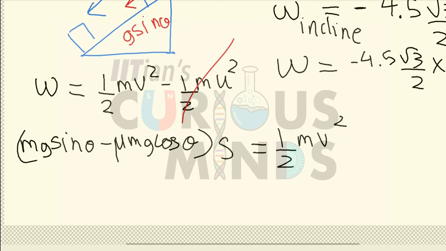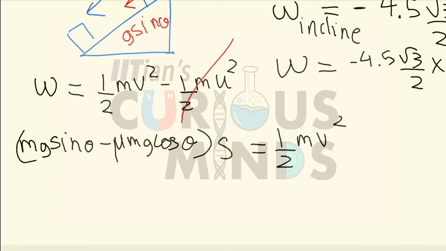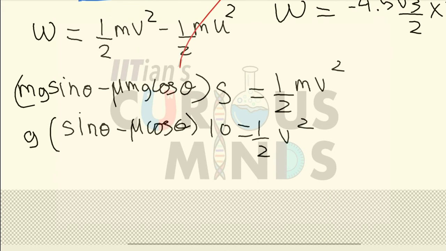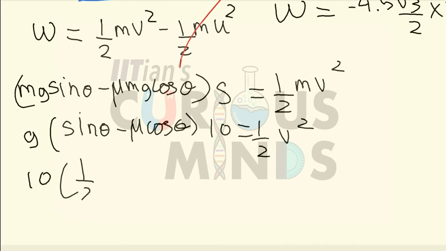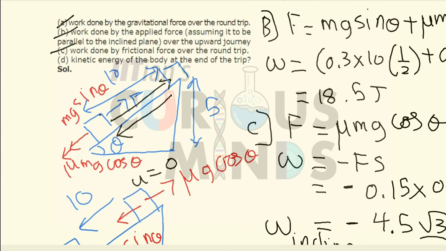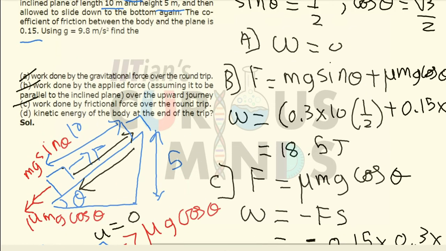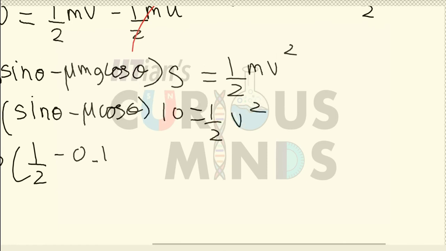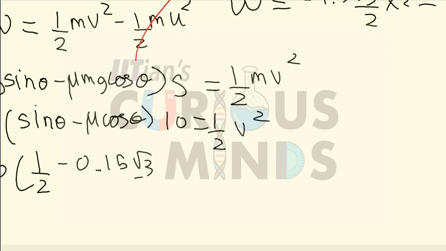So now let us proceed. m will get cancelled out. I can take g common, into sin theta minus mu cos theta, into displacement, which is equal to 10, is equal to half into v square. So 10 into sin theta, which is half, minus mu, which is given as 0.15, into cos theta, which is root 3 divided by 2, into 10, will be equal to half into v square.